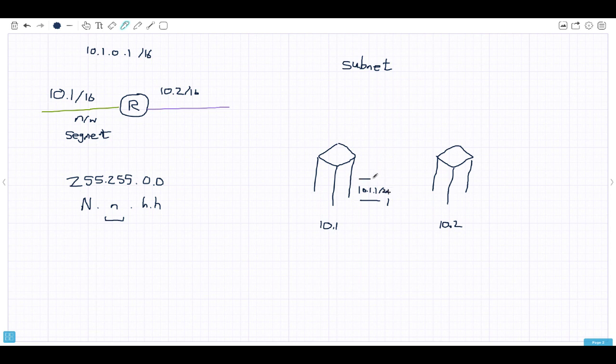We could use everybody on floor 2. They can be 10.1.2/24. And of course over here, people on floor 3 following the same pattern would be 10.2, because the first 2 bytes signify the building, the third byte signifies the floor.